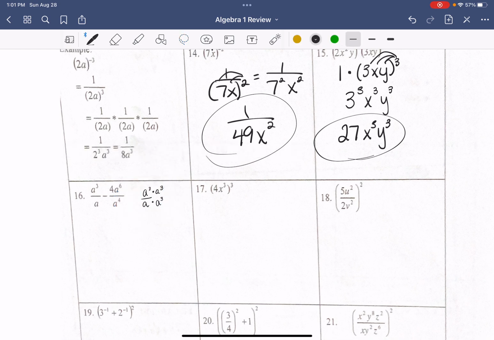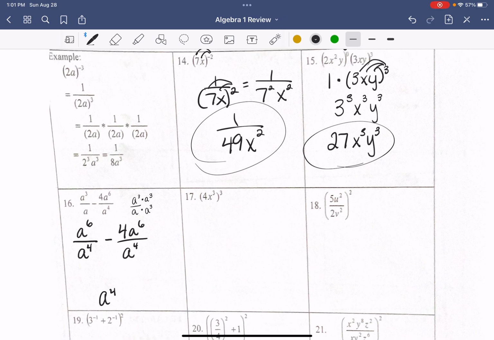What that's going to turn into is a to the 6th power over a to the 4th power, and then minus 4a to the 6th power over a to the 4th power. So now we've got this under a common denominator here. We know it's going to be a to the 4th power, and then we've got a to the 6th power minus 4a to the 6th power.